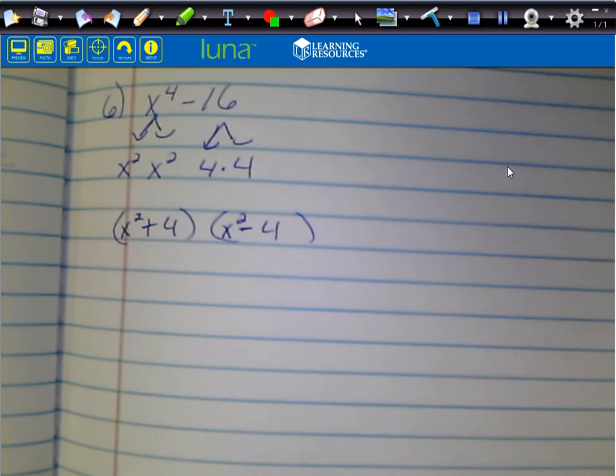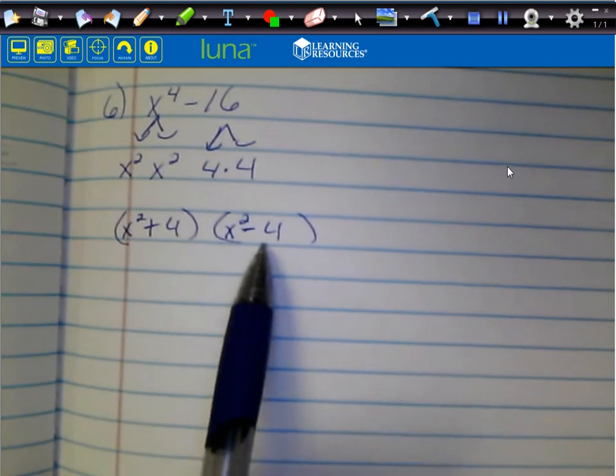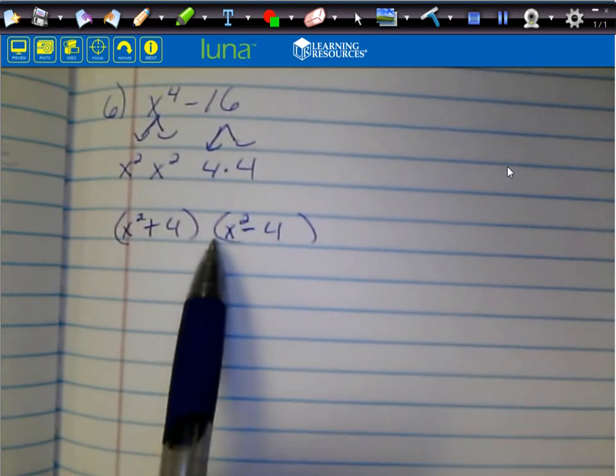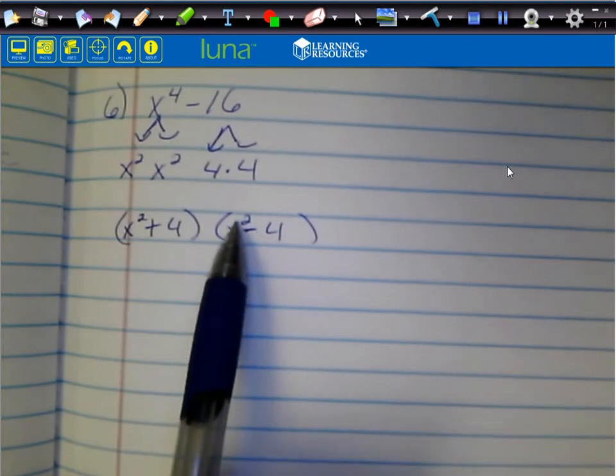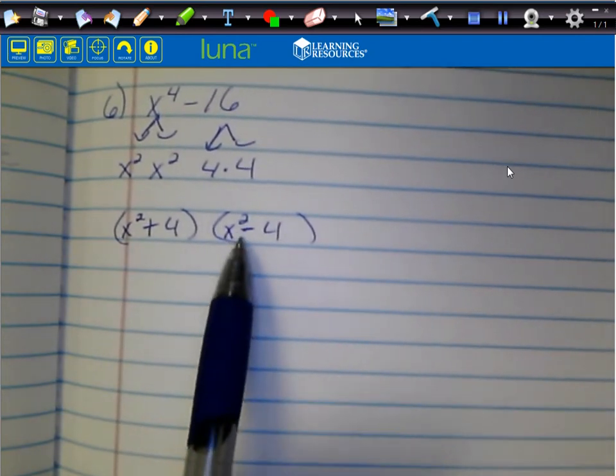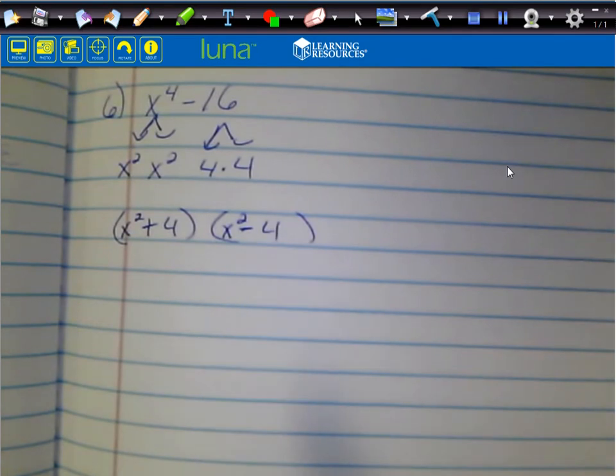Now, up until now, we were done at this point. But if you look closely at the second one right here, x squared is a perfect square, 4 is a perfect square, and this one still has a minus sign in the middle. So I can still continue to factor this one. So I'm not completely done factoring just yet.